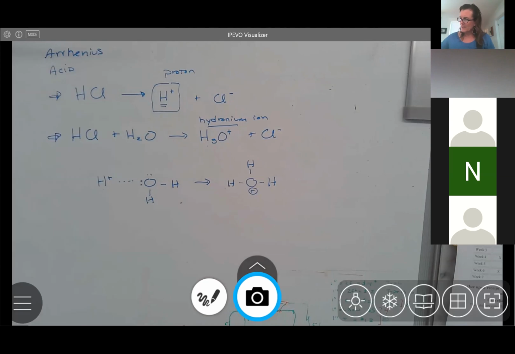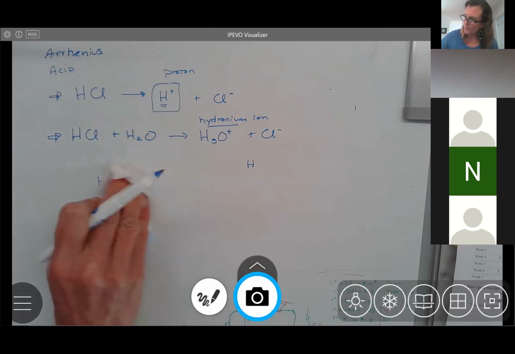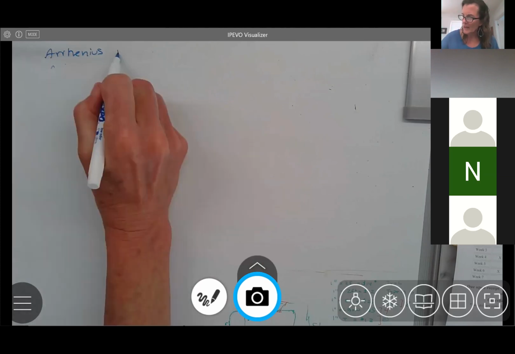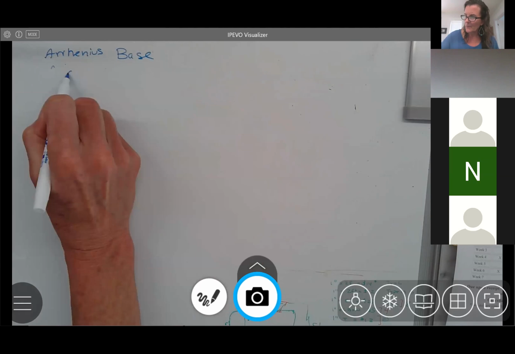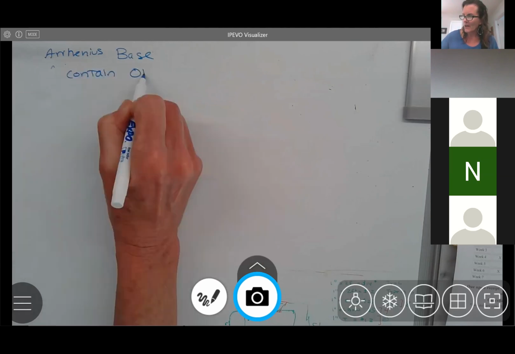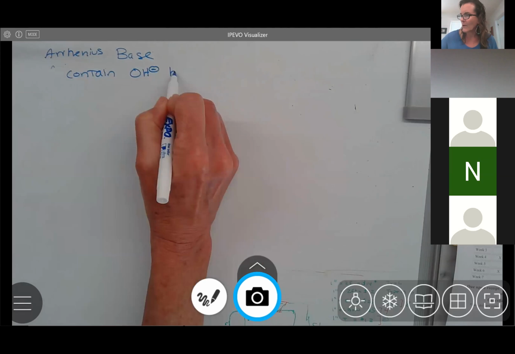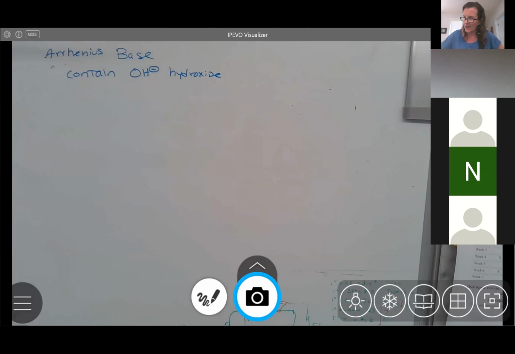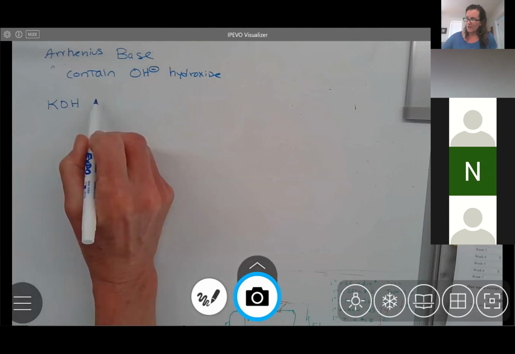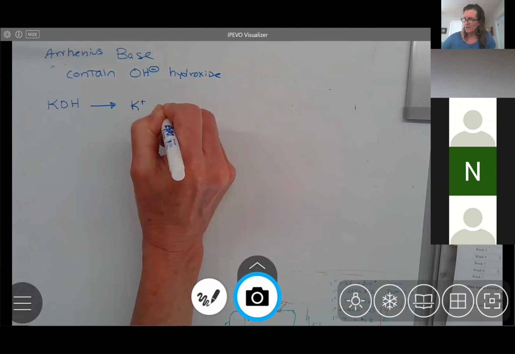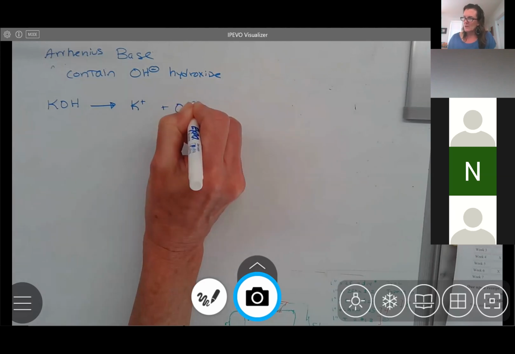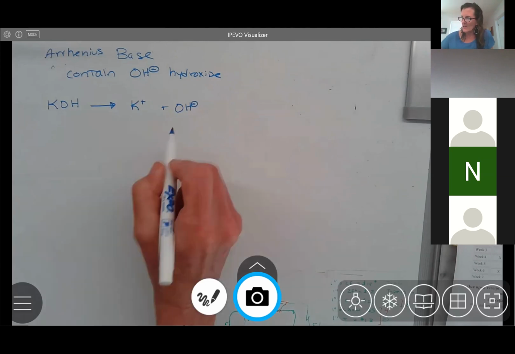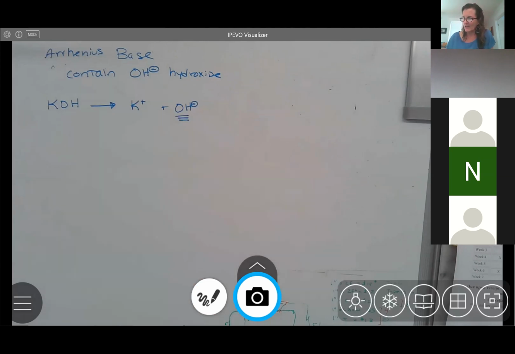There are also Arrhenius bases. Arrhenius bases all contain hydroxide. So anytime you see an ionic compound with hydroxide ions in it, like potassium hydroxide, when potassium hydroxide goes into solution, it separates into K plus and OH minus. And because it produces OH minus when it dissociates, this is called a base. Molecules that create hydroxide are bases.